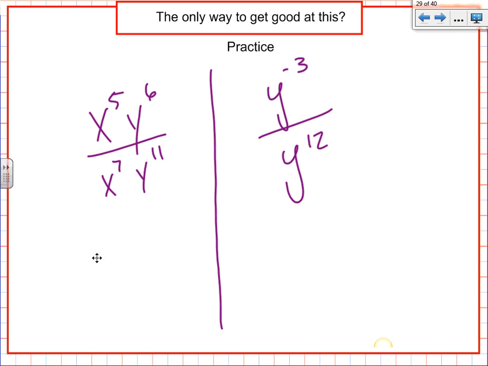All right, here come the answers. The answer to the one on the left is 1 over x squared times y to the 5th. And the answer to the one on the right is 1 over y to the 15th.